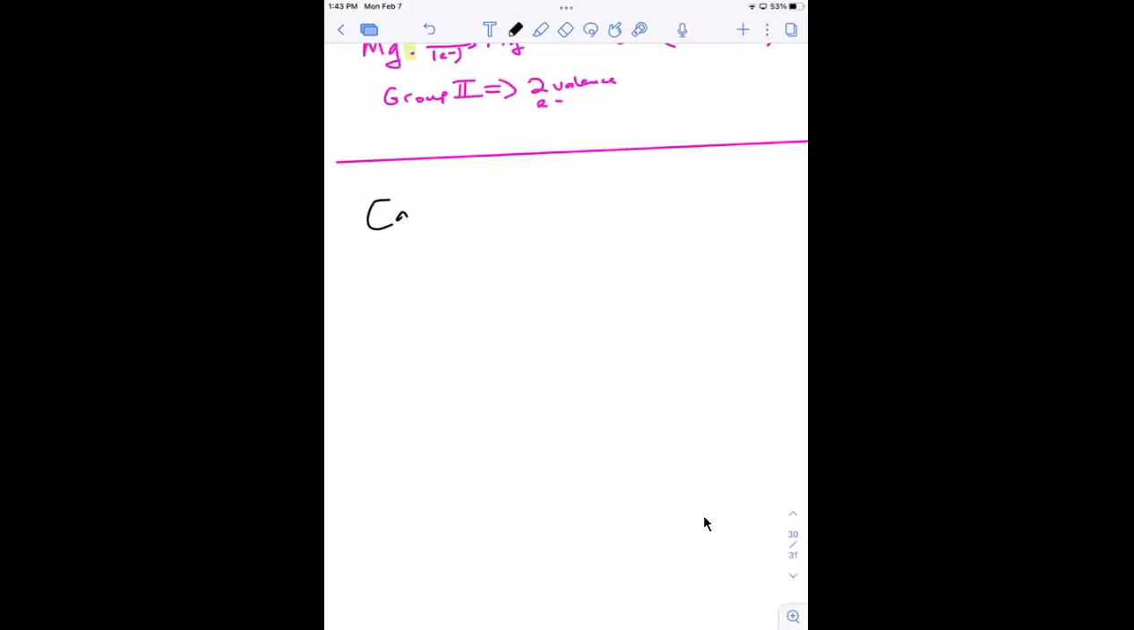Titanium, which is the symbol Ti on the periodic table, has a mass of 48, and it has 20 electrons. Remember, electrons do not contribute to the mass.